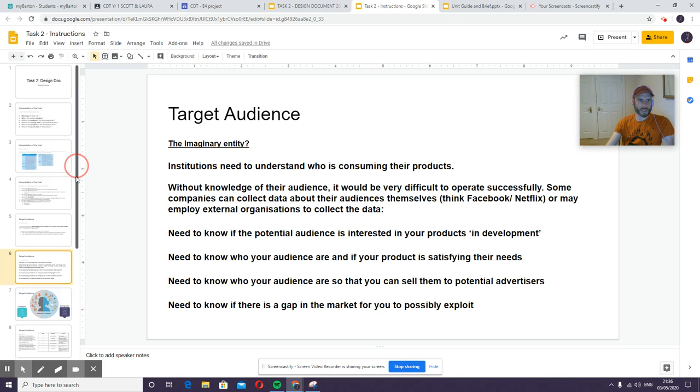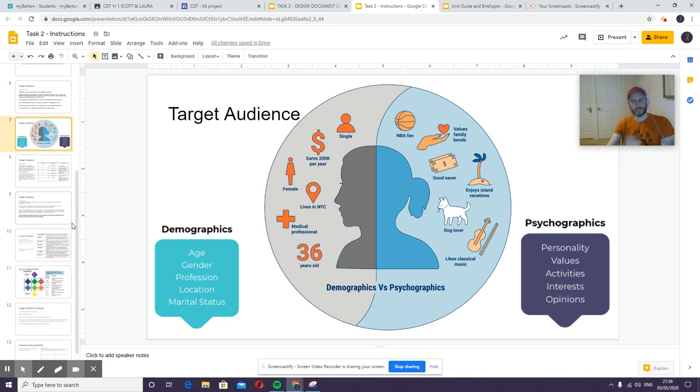And then when it comes to actually discussing that imaginary entity, I want you to do this through demographics and psychographics. So demographics being these kind of quantifiable elements of your target audience. So their age, their gender, what jobs they do, where they live, so geographical location, their marital status, that kind of thing. These are facts. And then psychographics is lifestyle choices, what sort of personality, beliefs, values, what sort of things do they do, what other media products are they consuming.